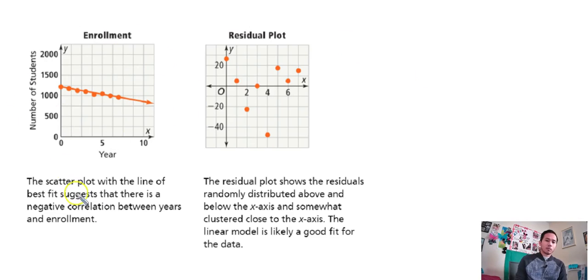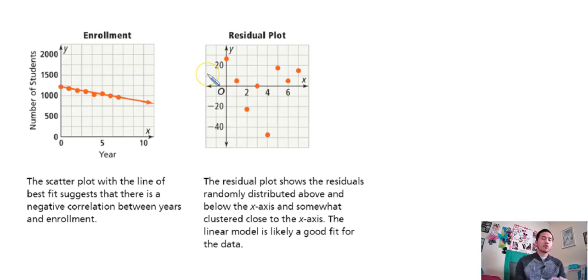Now, if you are going to graph, this is how it looks. This is the enrollment. The scatter plot with the line of best fit suggests that there is a negative correlation between years and enrollment. Now, your residual plot shows the residuals randomly distributed above and below the x-axis and somewhat clustered close to the x-axis. The linear model is likely a good fit for the data.